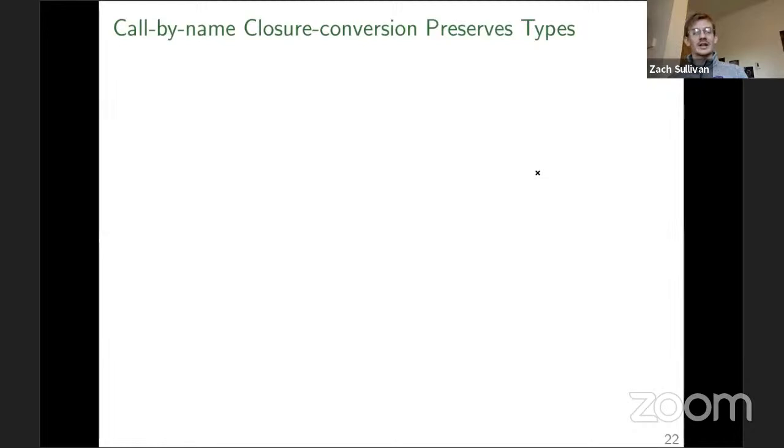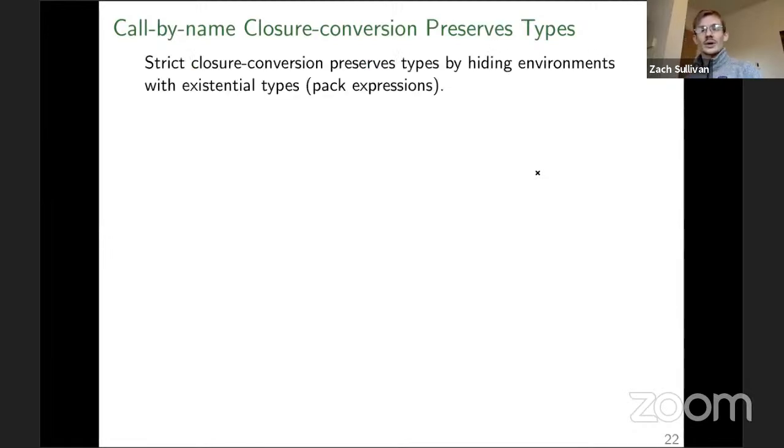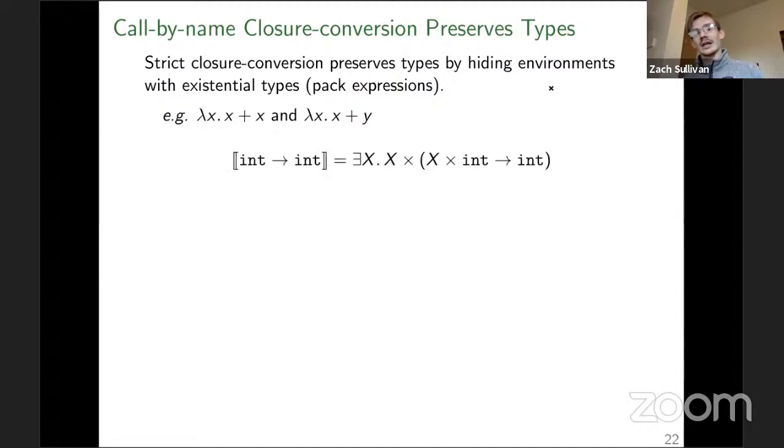In addition to preserving correctness, our call by name closure conversion preserves types as well. So strict closure conversion preserves types by hiding the environment in existential data types. So for example, if we have these two functions that have type int to int, but different free variables, the second one has the free variable y, then after closure converting, without the existentials, they would have different types. So in strict closure conversion, we provide a type translation that hides the representation of free variables.